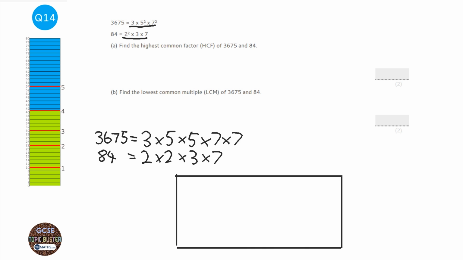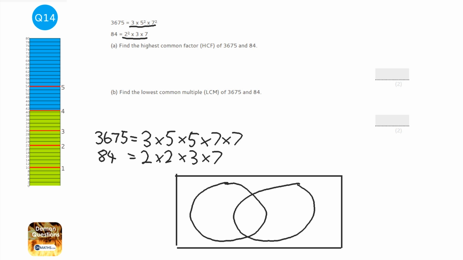Okay, now I'm not very good at drawing circles, but I'm going to try my best here. I'm going to try and make the circles as big as possible. So we've got 3,675. I'm just labelling which circle is which, and this is 84.